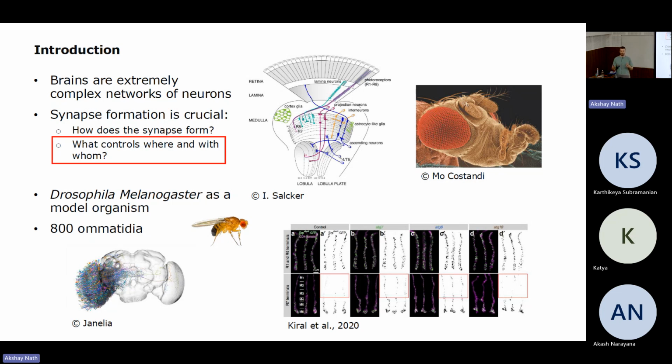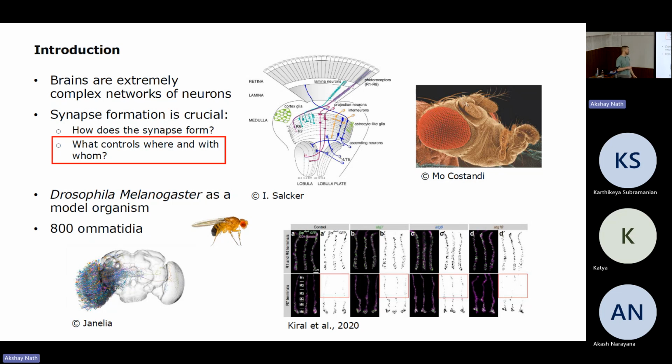If we take a look at synapse formation, we can look at it from 2 different aspects. First is, how does the synapse form? This question has been researched a lot and is already quite well characterized. But there is the second part of this question, which is what controls where and with whom, by which I mean with what neuron type, the synapse forms. This is the part that we want to address within this project.